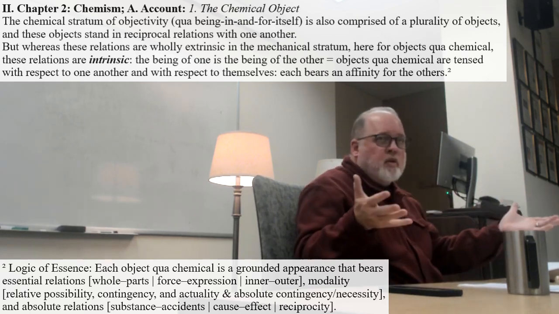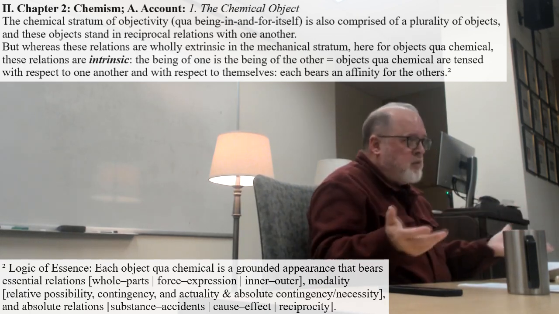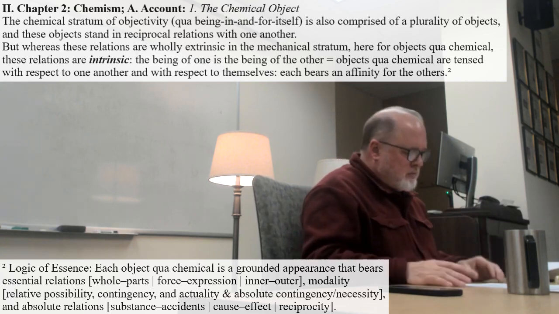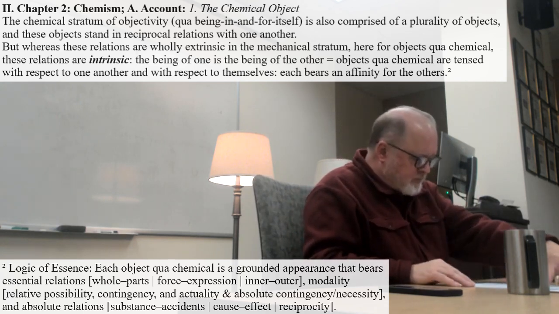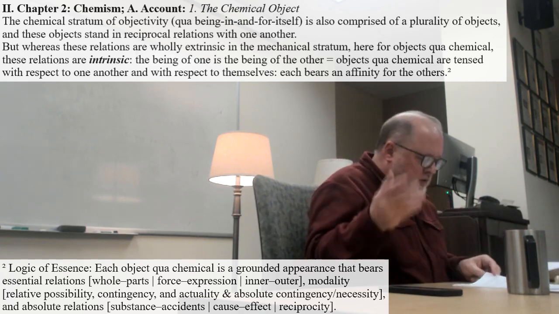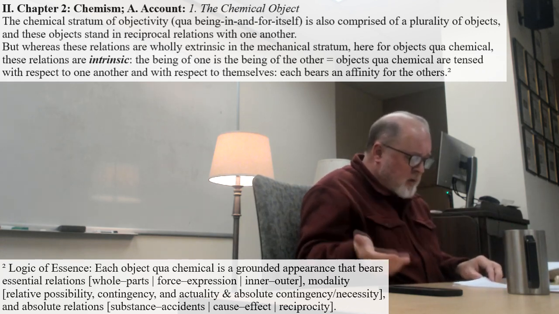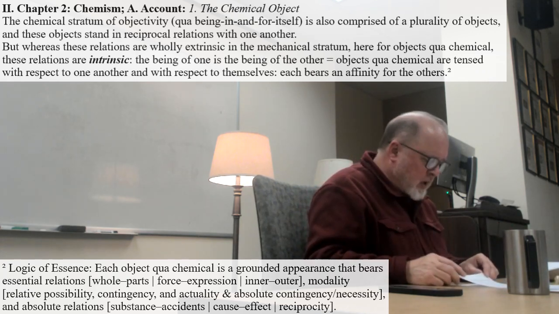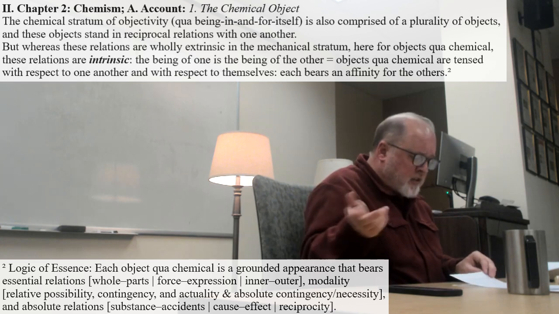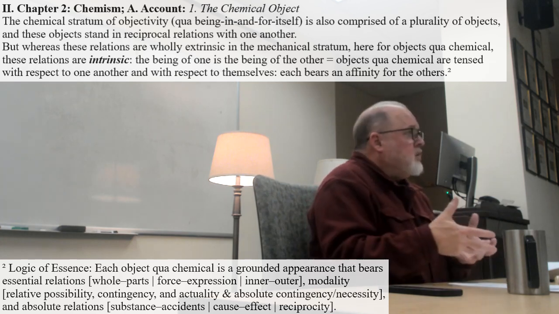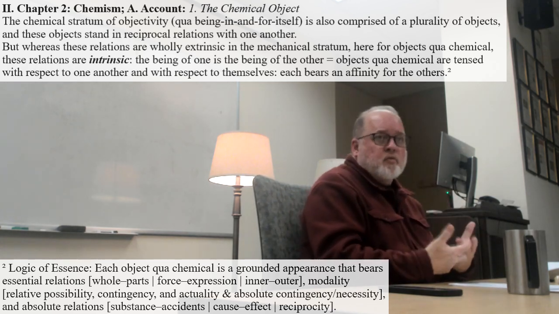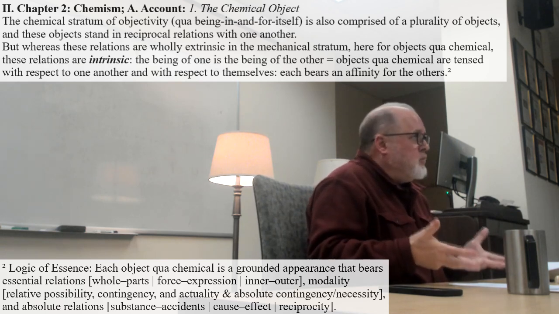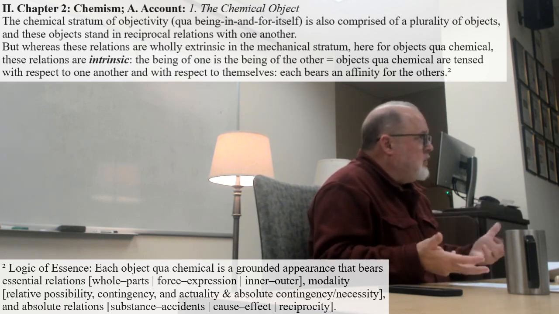So all that's here to be talked about. He doesn't talk about it, but all that would be here to talk about now in the chemical dimension. They have modality, that is relative possibility, contingency, and actuality, and absolute contingency and necessity. And they have absolute relations: substance, accidents, cause, effect, reciprocity. Because of that intrinsic relationality, all of this now becomes part and parcel of what's going on in this dimension.